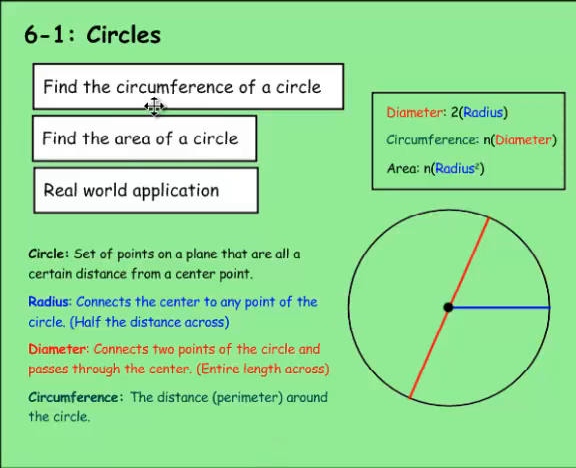As we find the circumference and area of the circle, we're going to be using these formulas here. First of all, since radius is halfway across the circle and diameter is all the way across, the diameter is always going to be 2 times the radius. So whenever you're given the radius and you need to find the diameter, multiply that times 2.